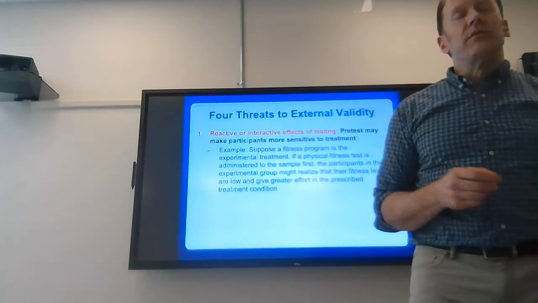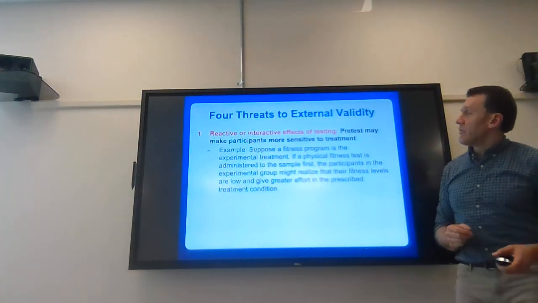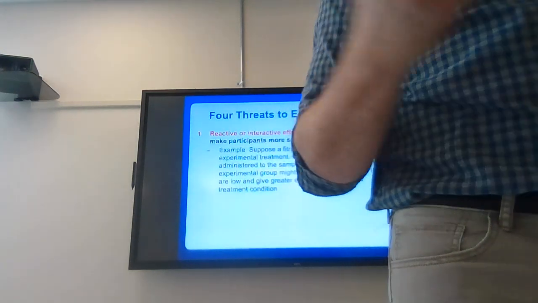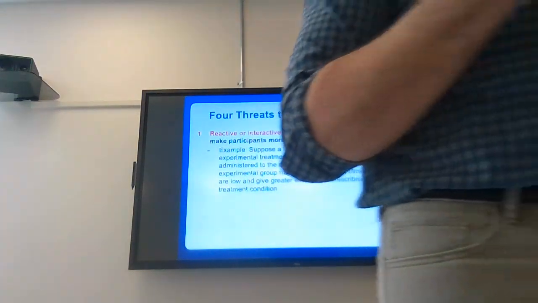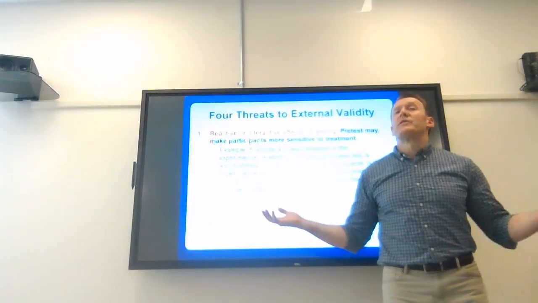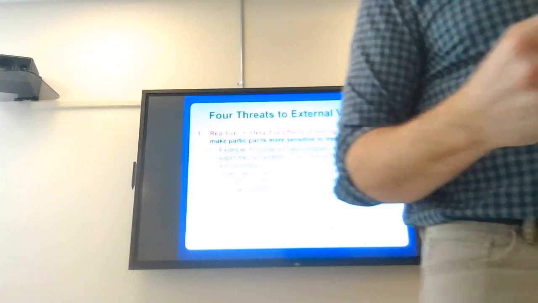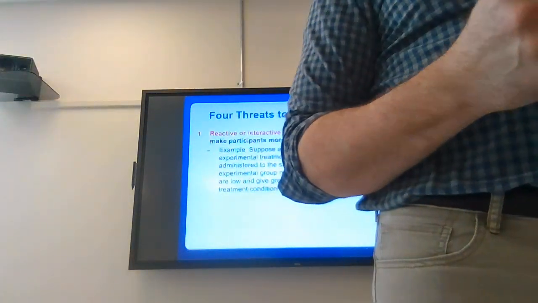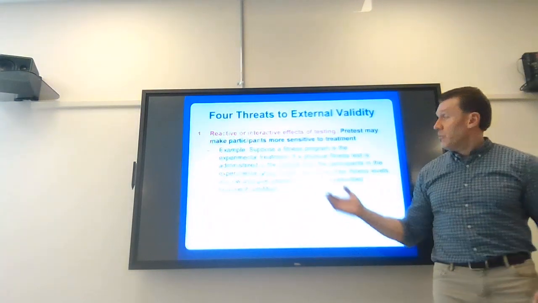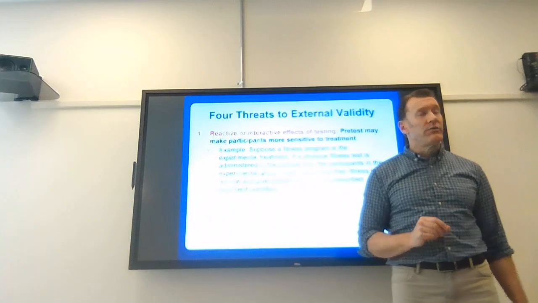So, four threats to external validity now. This is the ability to generalize. First, reactive or interactive effects from testing. Participants become sensitive to their results. So you test a group of people and they realize that their fitness levels are low. What are a lot of people likely to do if after the initial assessment they realize that they're not good? Yeah, some people are going to give more effort than they otherwise would if they weren't aware of where they fit into the normal values.